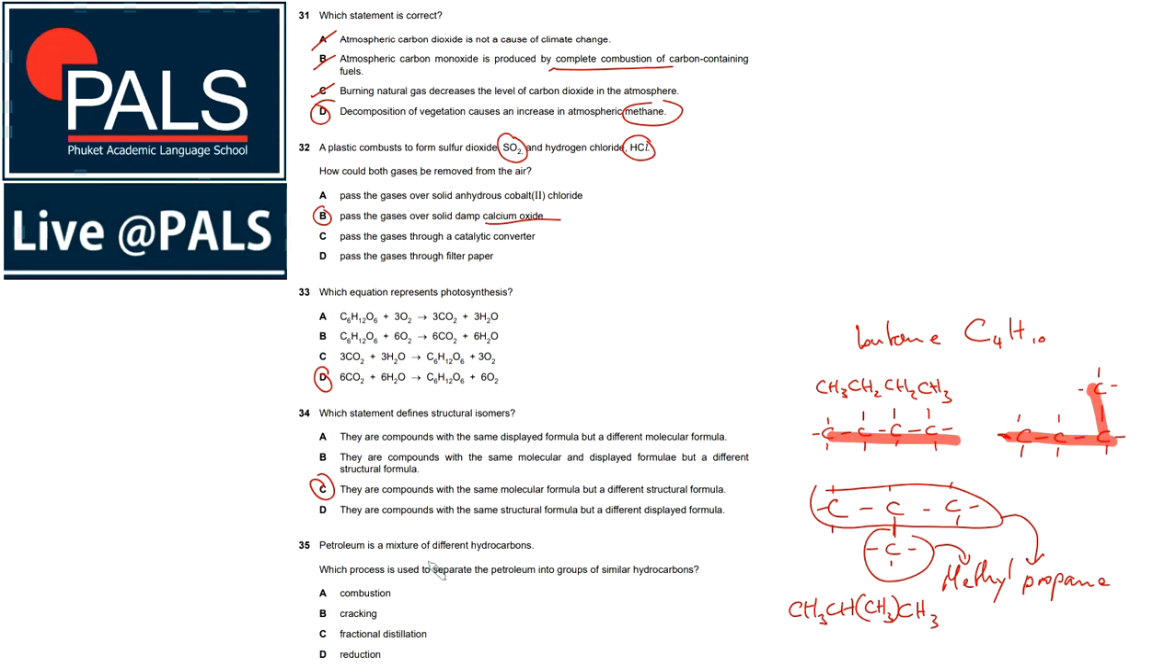35. Petroleum is a mixture of different hydrocarbons. Which process is used to separate the petroleum into groups of similar hydrocarbons? That is fractional distillation. It's a mixture of different hydrocarbons. Different hydrocarbons means we can make use of their differences in physical properties, like their boiling points, and therefore we can use fractional distillation to separate them.